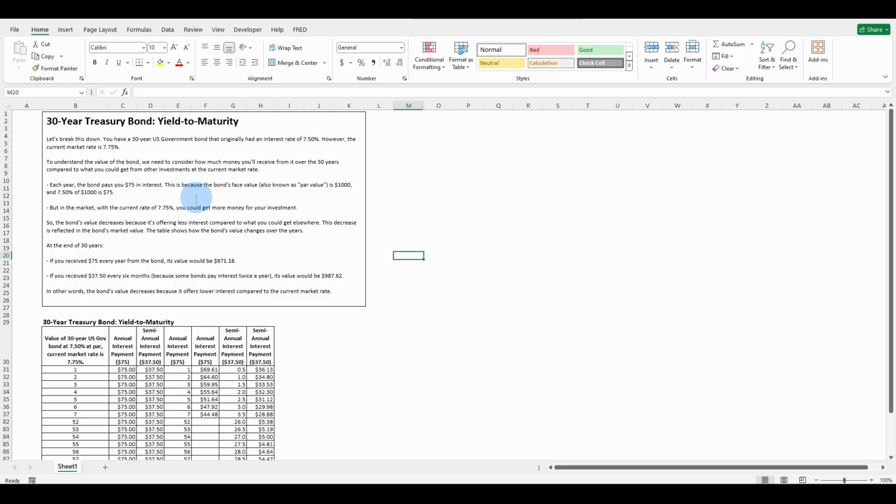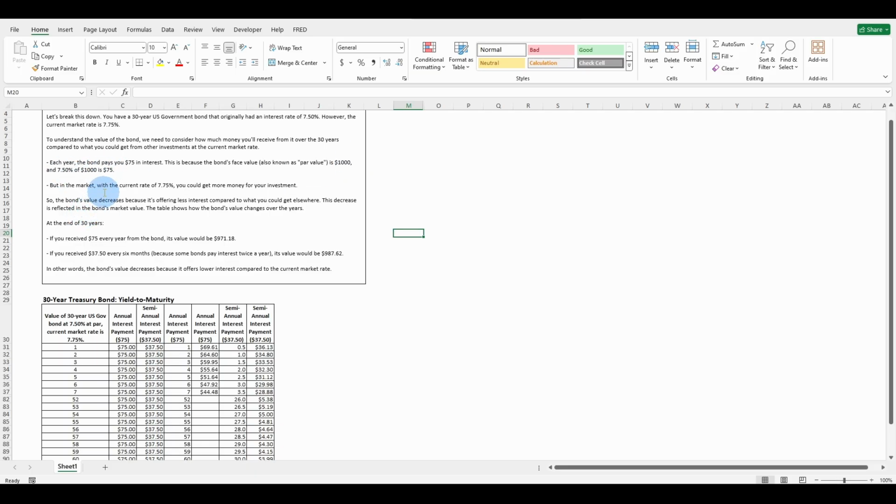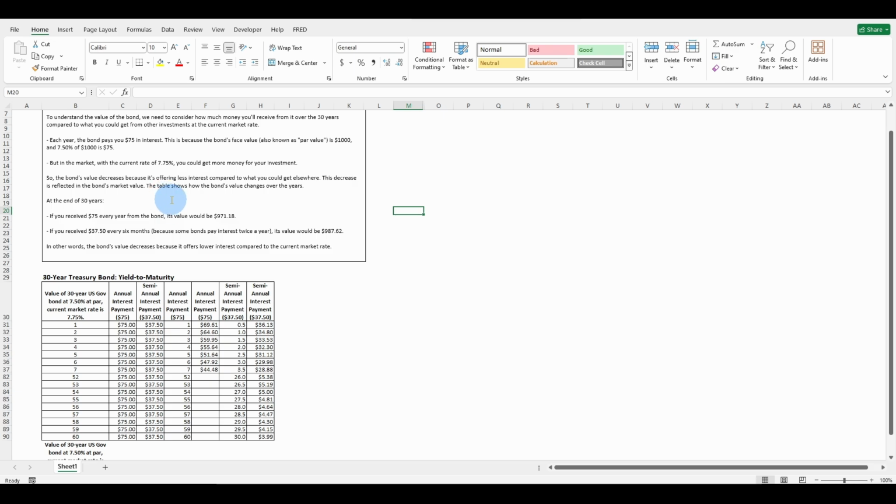Let's say it's a $1,000 bond. What's going to happen? Well, the price is going to drop in order for you to be competitive. How do we compute that? Each year, the bond pays you $75 in interest. This is because the bond's face value, also known as par value, is $1,000, and 7.5% of 1,000 is $75. But in the market, with the current rate of 7.75, you could get more money for your investment. The bond value decreases because it's offering less interest compared to what you could get elsewhere. This decrease is reflected in the bond's market value.